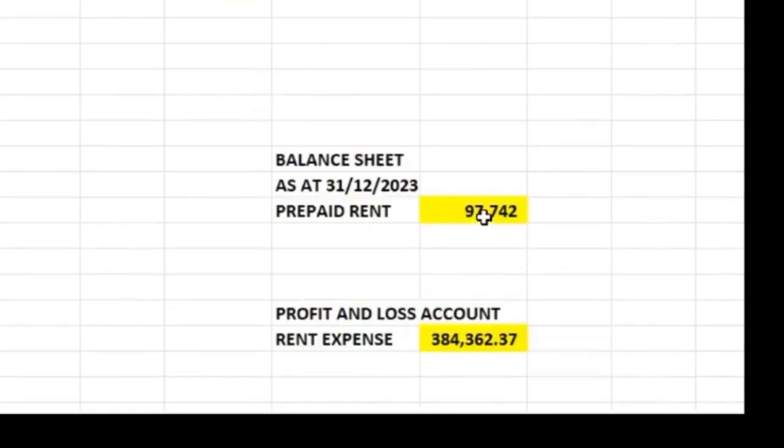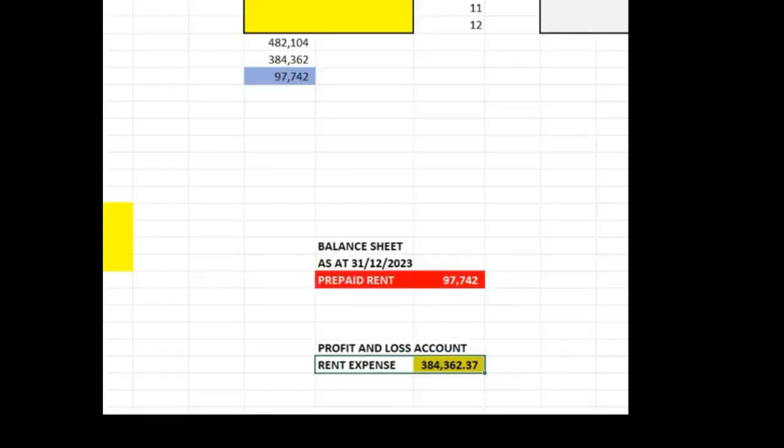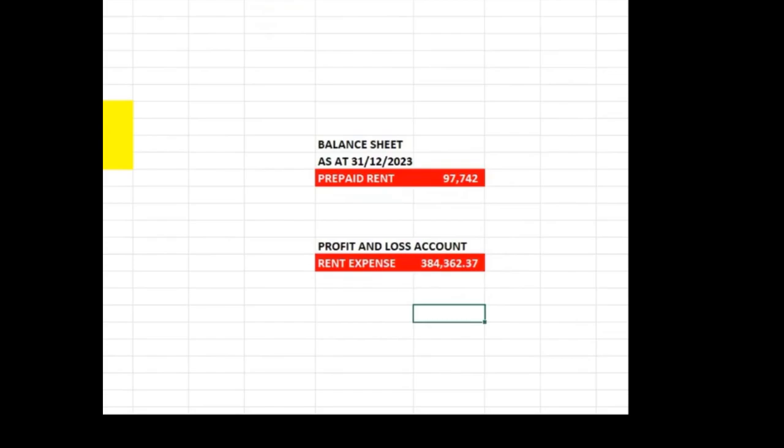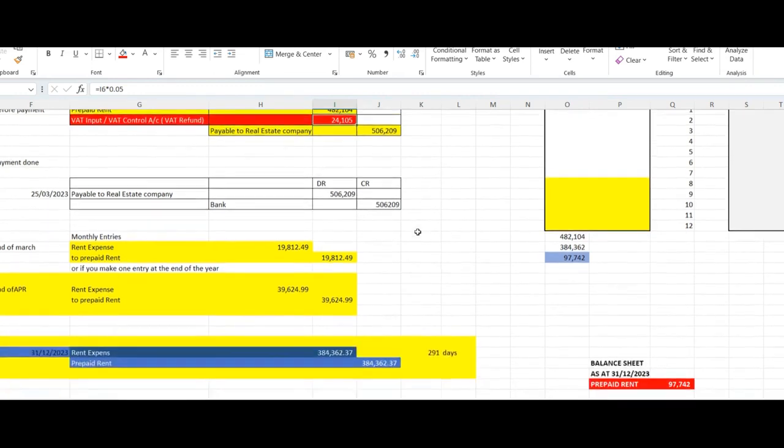97,472. So in the balance sheet you will have prepaid rent as 97,472, and in the rent expense you will have 384,362. Just for the sake of understanding, suppose you have not claimed your VAT refund and you don't have any other VAT account, this 24,000 would be your VAT refund. It can be shown as a negative liability or in your asset account as a refund. All right.